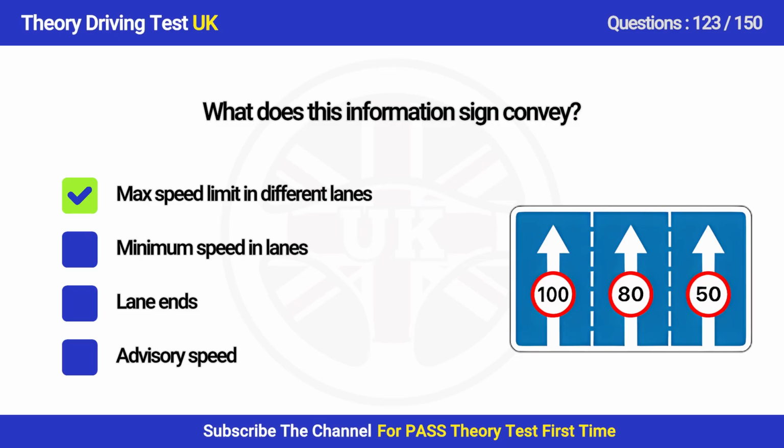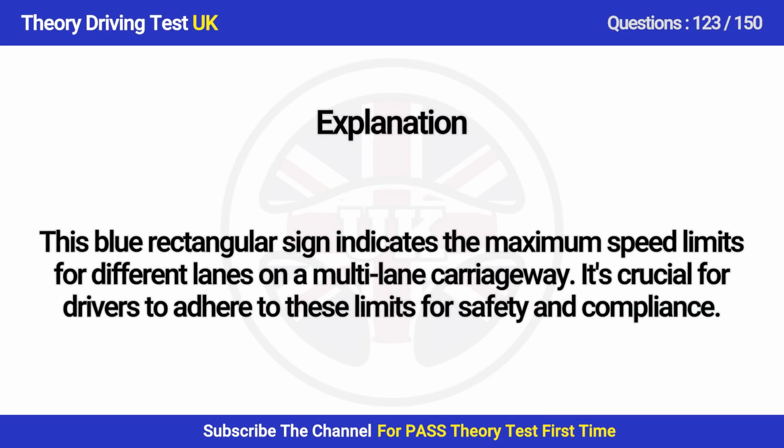Answer is A. Max speed limit in different lanes. This blue rectangular sign indicates the maximum speed limits for different lanes on a multi-lane carriageway. It's crucial for drivers to adhere to these limits for safety and compliance.